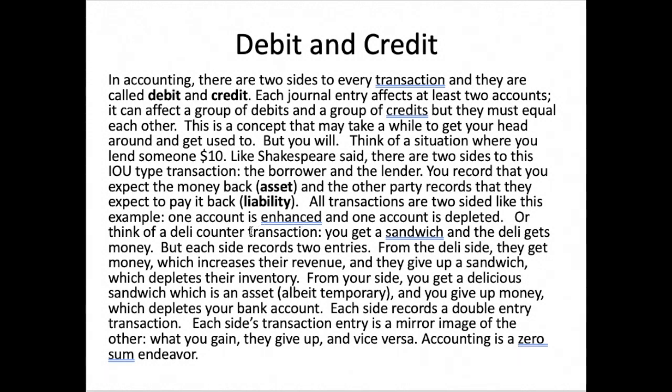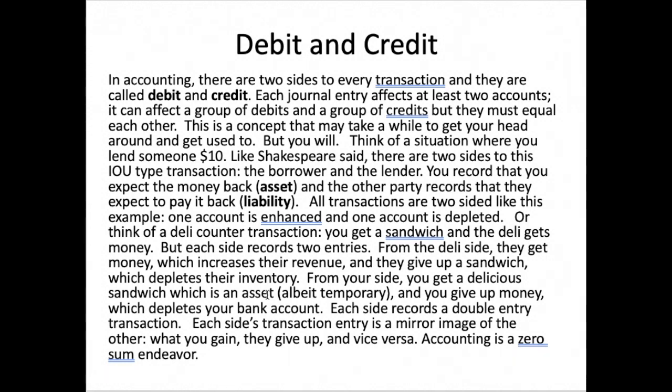Or think of a deli counter transaction. You get a sandwich and the deli gets money, but each side records two entries, right? From the deli side, they get money and that increases their revenue, and they give up a sandwich, which depletes their inventory. So that's their two sides of the transaction. From your side, you get a delicious sandwich, which is an asset, so that increases your asset side. You debit an asset account, and you give up money, which credits another asset account, your bank account.